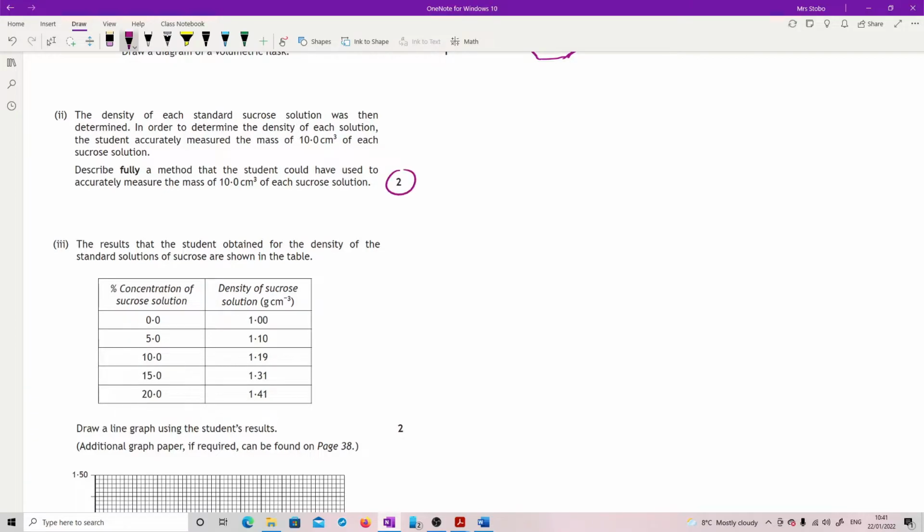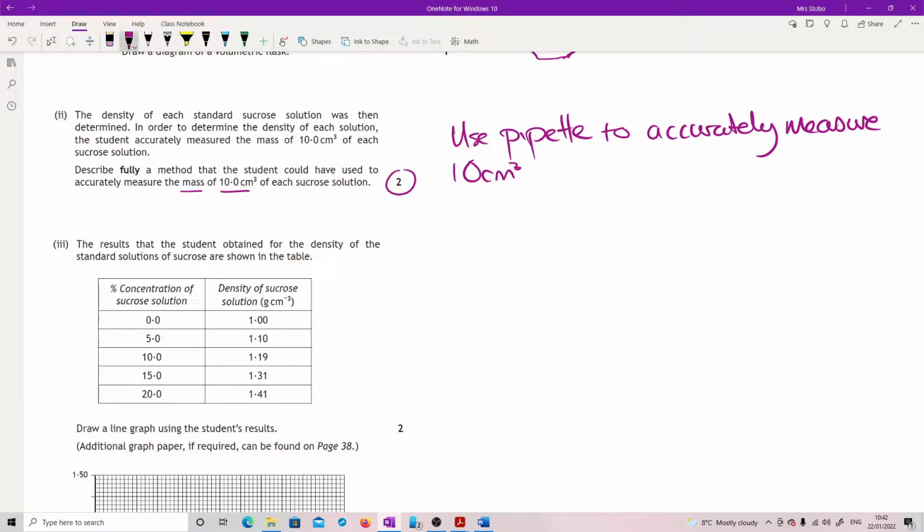There's two parts to this because there's two marks. First of all, I need exactly 10.0 centimetres cubed, and then I need to find the mass of that. So I have a volume measurement and a mass. My volume is going to be quite easy. I'm going to use a pipette. Use a pipette to accurately measure 10 centimetres cubed.